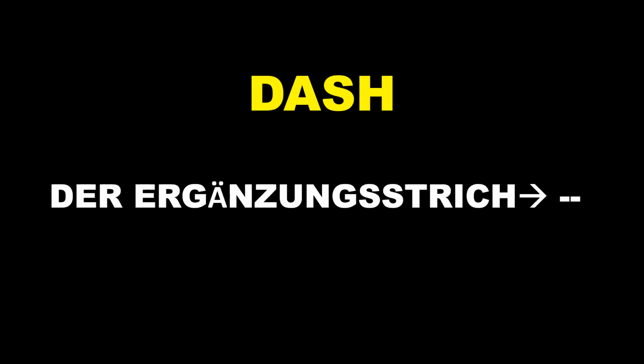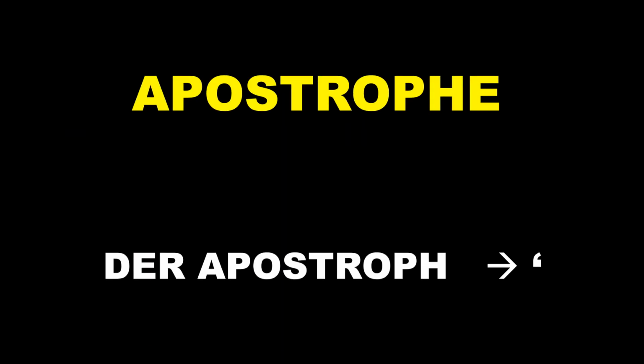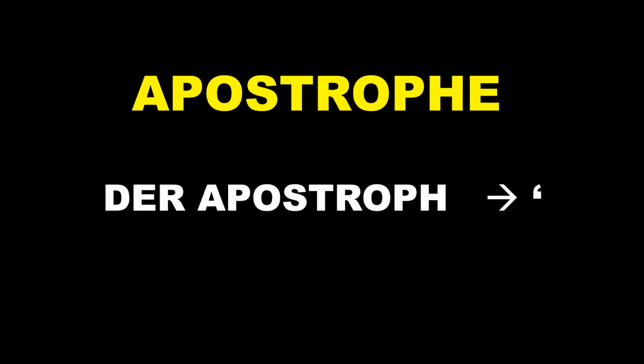Next one is dash. In German we call it der Ergänzungsstrich. Hyphen. In German we call it der Bindestrich. Next is apostrophe. In German we call it der Apostroph. Quite similar to English, so easy to remember.